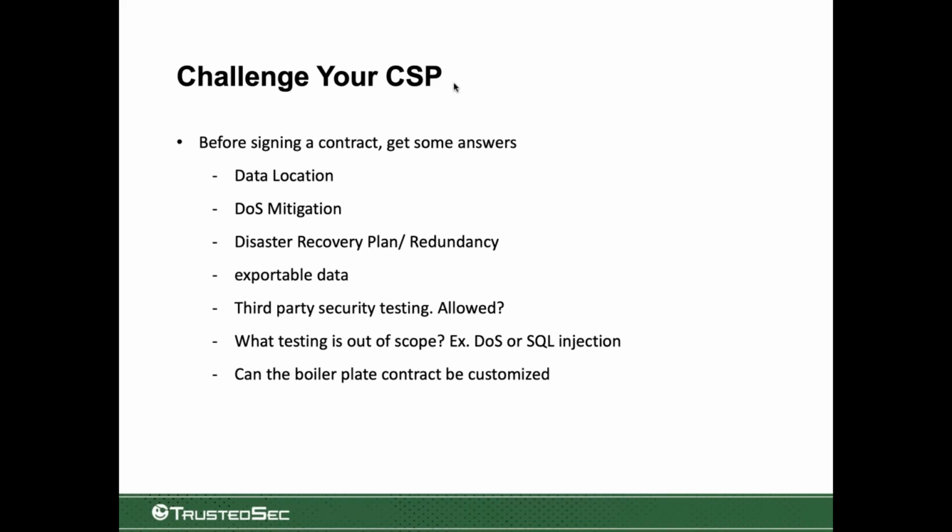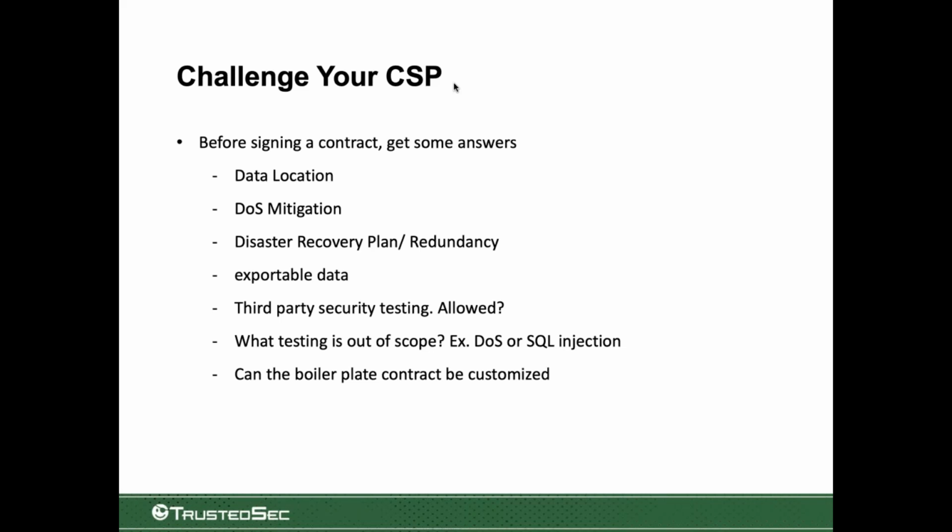Third-party security testing, what we've been talking about the whole time here: make sure it's allowed. Tell them, it's great that you do your own pen testing, I understand that totally, but I trust XYZ company over here that we've been working with for years. We'd like to let them do a little bit of testing. And then make sure to talk about what's out of scope.